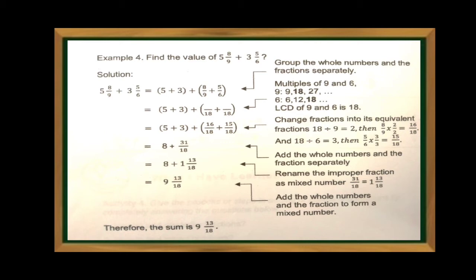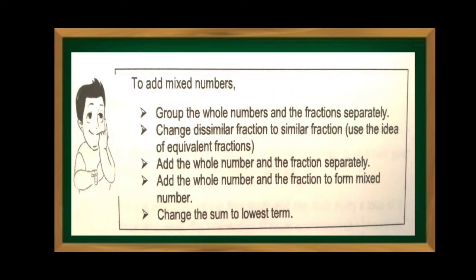So again, to add mixed numbers, we are going to group the whole numbers and fractions separately, change dissimilar fractions to similar, then add the whole number and fraction separately, add the whole number and fraction to form a mixed number, and change the sum to lowest terms, of course.